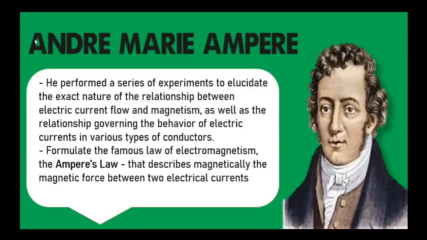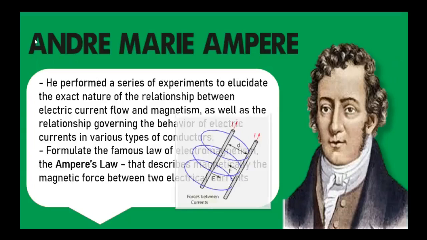André-Marie Ampère, influenced by Ørsted's discovery, performed a series of experiments designed to elucidate the exact nature of the relationship between electric current flow and magnetism, as well as the relationships governing the behavior of electric currents in various types of conductors. These experiments led Ampère to formulate his famous law of electromagnetism, called Ampère's law, that describes mathematically the magnetic force between two electrical currents.